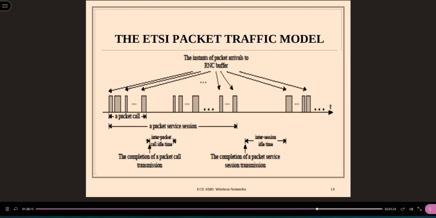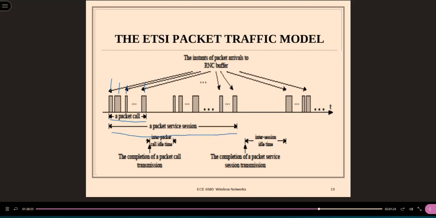Well, the European Telecommunications Standards Institute tried to figure out how we model processes like that in statistical terms, and this is what we are seeing over here. So you see here there are these so-called packet calls, okay, which last a particular period of time and involve a particular number of packets. Okay. Here they are. Okay. And so then a number of such packet calls constitute a packet service session.